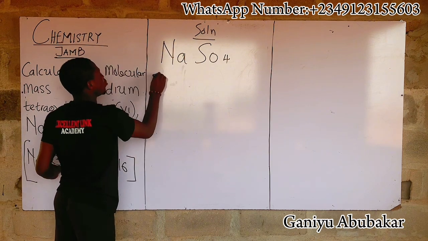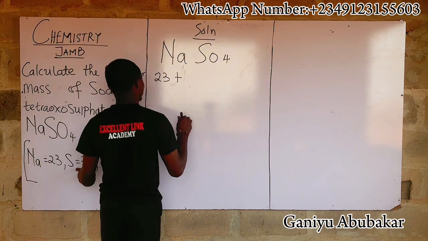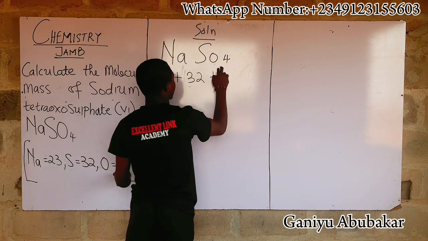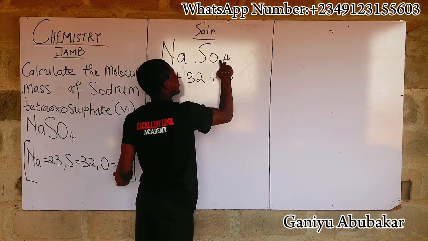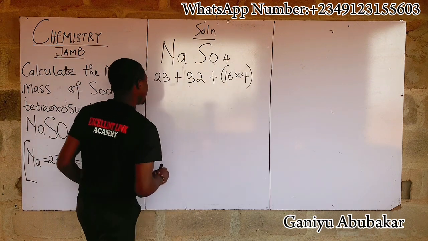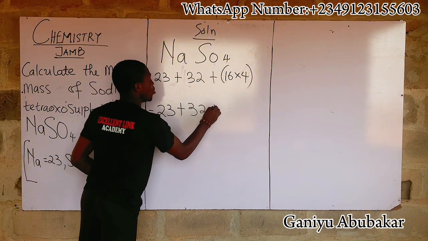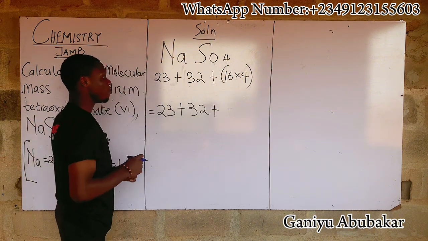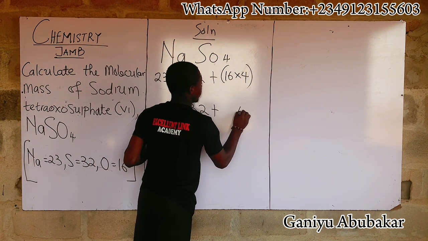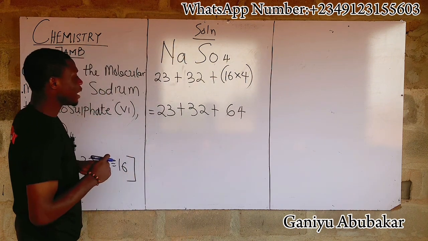That becomes 23, plus sulfur, which is of course 32, plus oxygen, which is of course 16. But there are 4 oxygen atoms here, so that is times 4. So I have 23 plus 32 plus, if I multiply 16 by 4, I have 64.